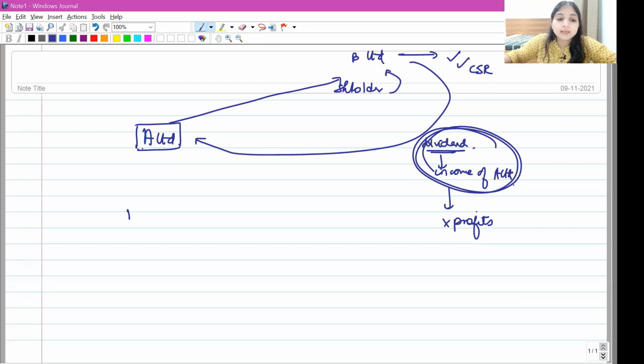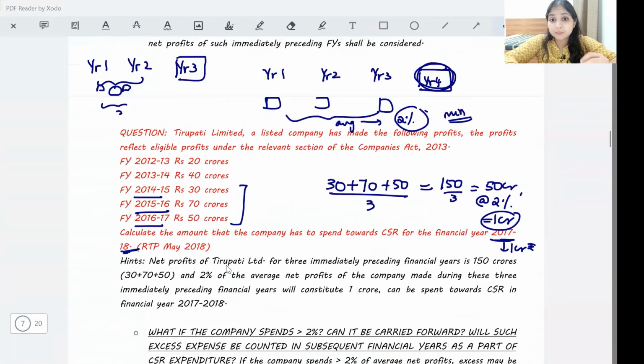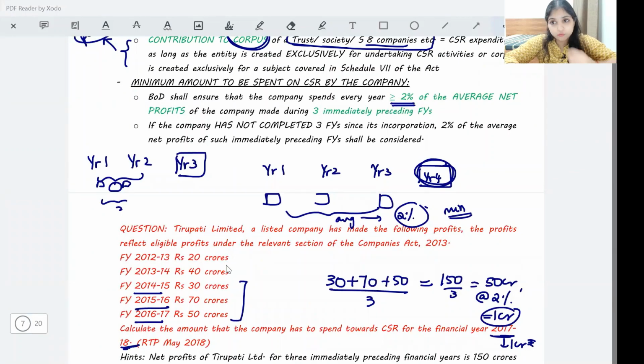So from the net profit of the company, remove the profit of the overseas branches. From this net profit, remove the dividend which you have earned from an Indian company which is properly following CSR. Take only the balance net profit. Take only this number. Now understood, right? So with this, we are done learning about the calculation of the profit.